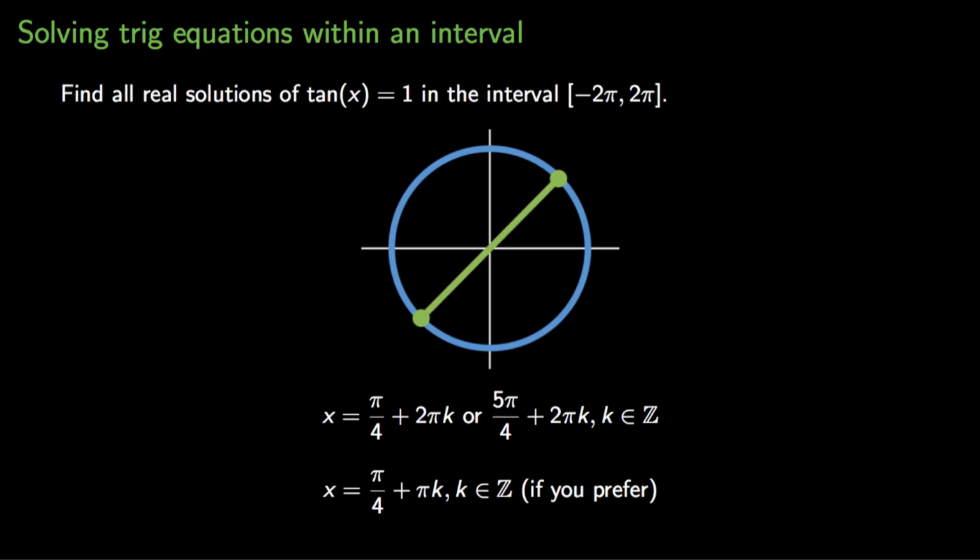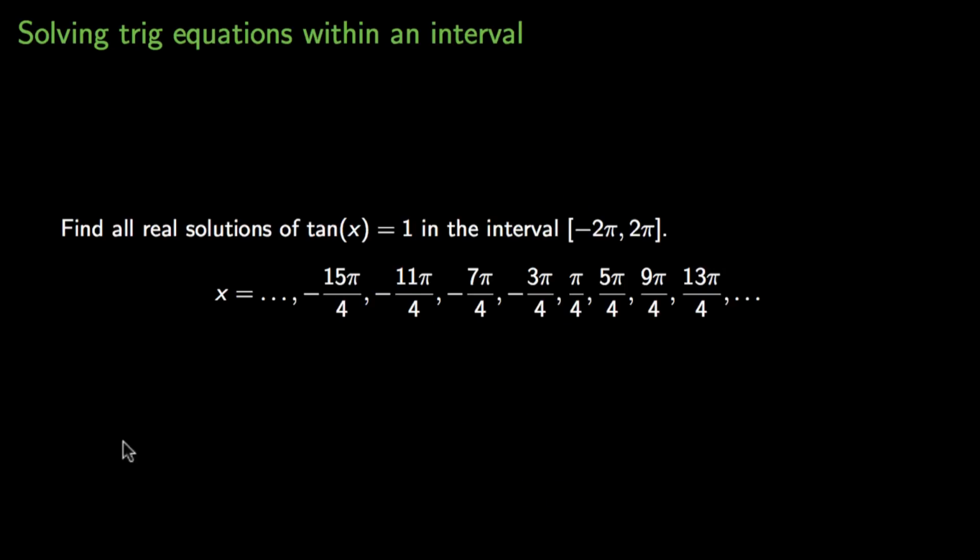Now, why did I choose to do that? Because I felt it might be easier for me to write down all the solutions in list format, which is what I'm going to do right now. I'm going to write down pi over 4, and then I'm going to start adding and subtracting multiples of pi, or 4 pi over 4, to generate a whole bunch of different solutions.